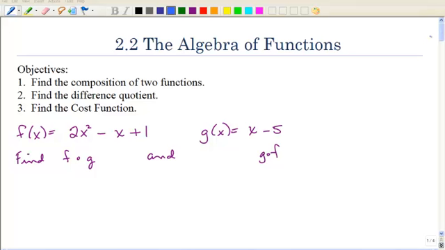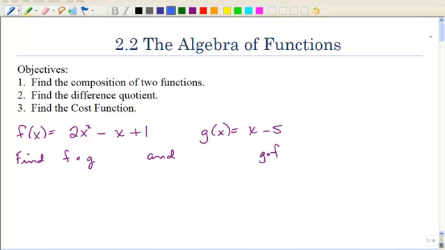Alright, this is section 2.2. Again, mostly a review from college algebra, but we need to look at how to do the composition of two functions. We're going to then practice the difference quotient that's really going to get us ready for the calculus in a few sections. And then we're going to look at an application problem about the cost function, which is going to continue to come up throughout the semester.